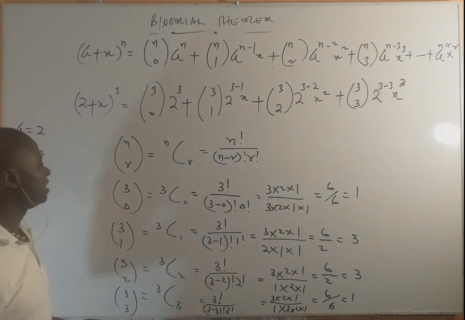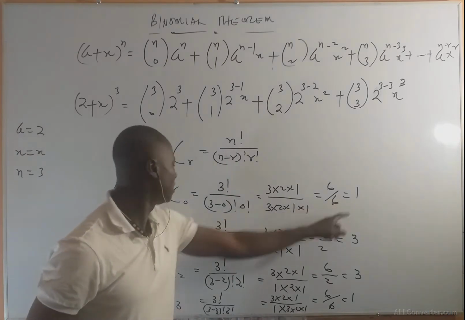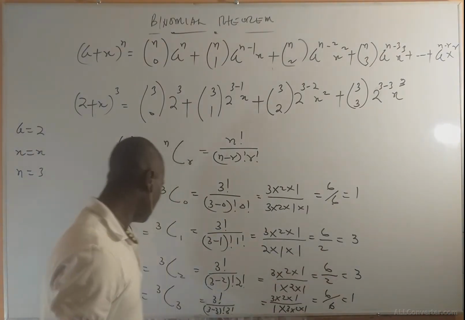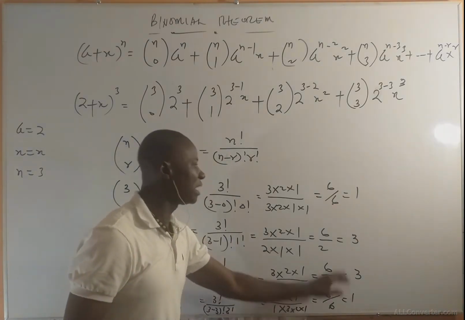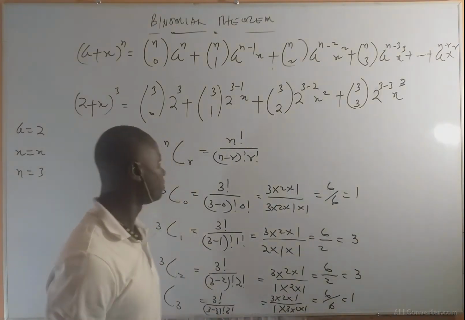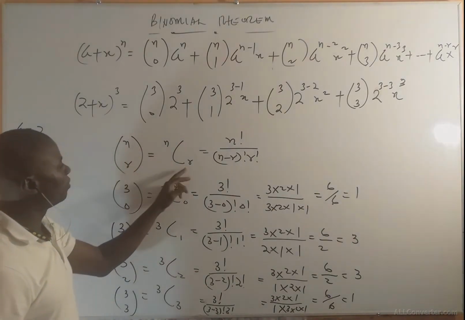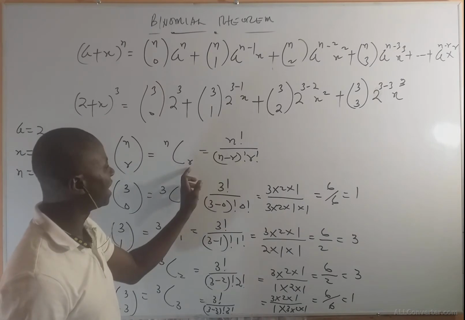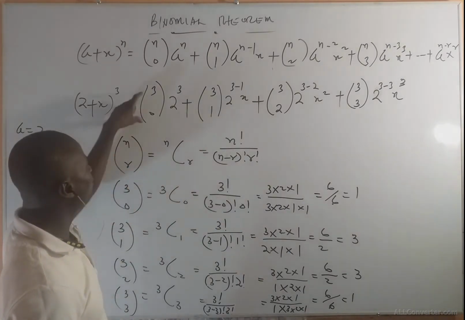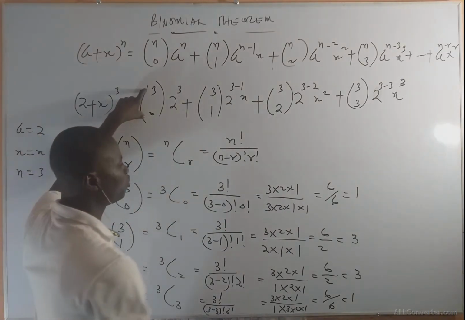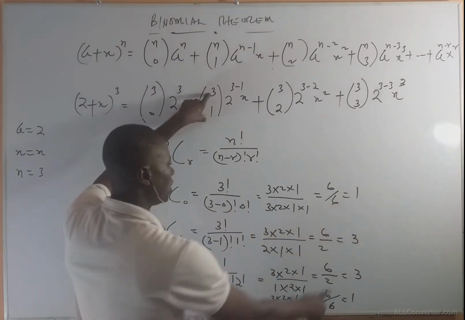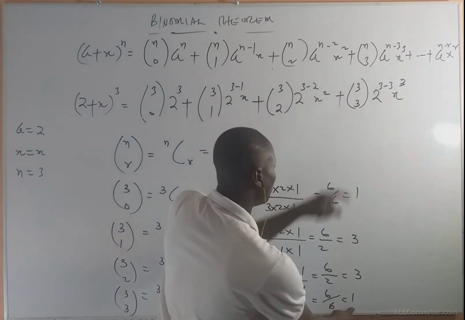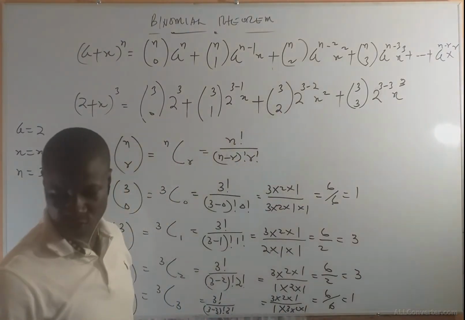So it means that 3 combination 0 is 1, 3 combination 1 is 3, 3 combination 2 is 3, and 3 combination 3 is also 1. So you can try this on the calculator. You get these same answers. So in general, n combination r is given by n factorial over n minus r factorial, then r factorial. And so we now know 3 combination 0 to be 1. We know 3 combination 1 to be 3. We know 3 combination 2 to be 3. And we know 3 combination 3 to be 1. And so we do our substitution, and that will be all.